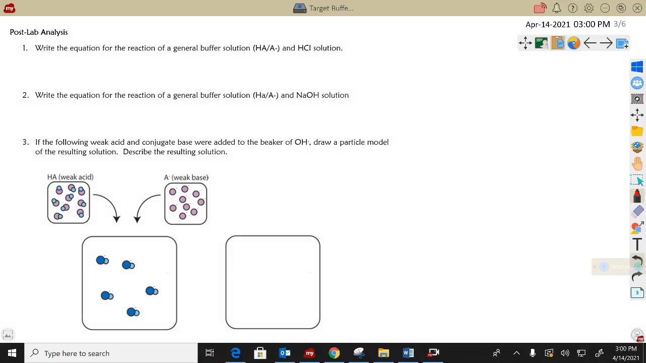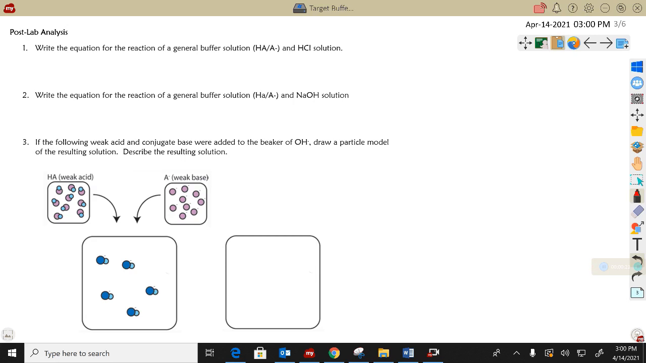Now we know how to make a buffer. A lot of calculations are involved in actually getting the exact amount of that conjugate base to mix with our weak acid. But now let's look at this qualitatively to see how buffers work, especially in the presence of strong acid or strong base.